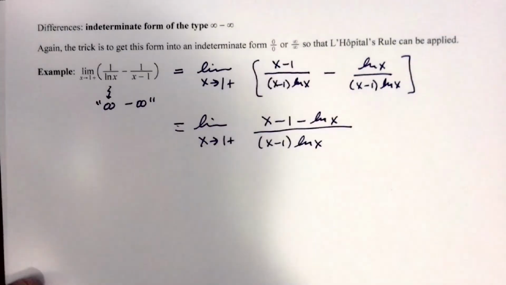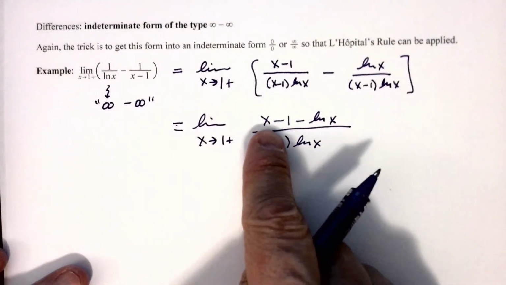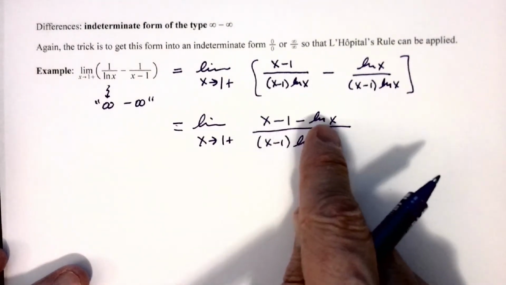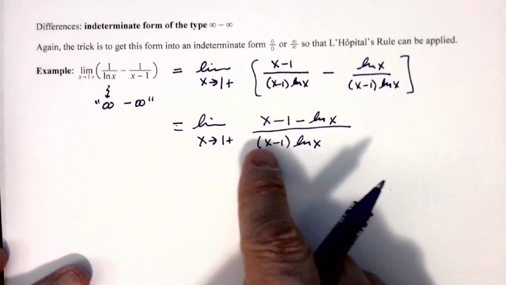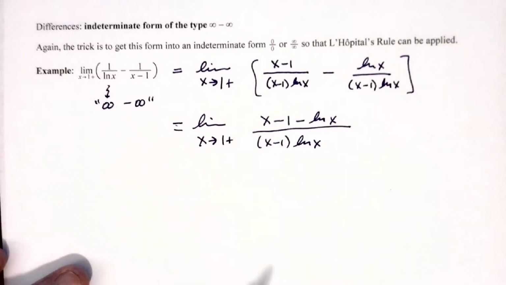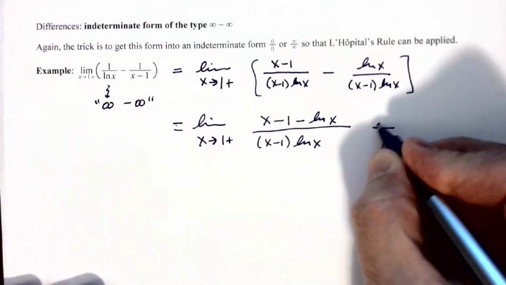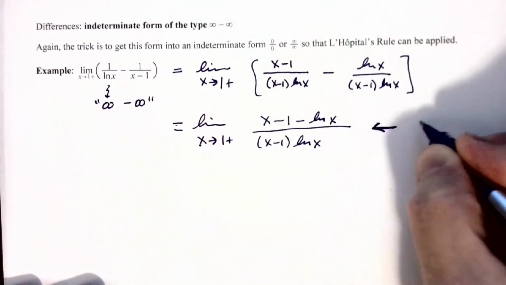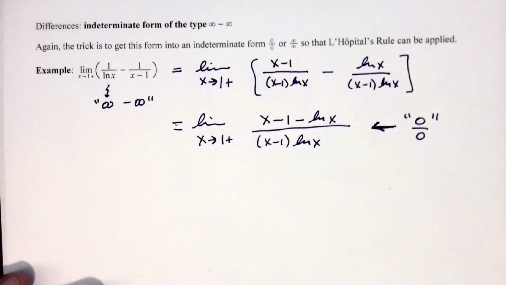Alright, let's see what we have now. If I plug in x equal 1 now, what do I get up here? 1 minus 1 is 0. Natural log of 1 is 0. The top is 0. If I plug in 1 down here, 1 minus 1 is 0. That's 0, 0 times 0. Bunch of zeros. You know, again, this form is 0 over 0. That's what that form is. So now it's in L'Hopital rule form.